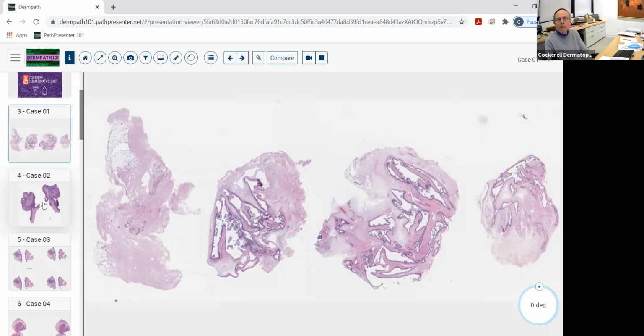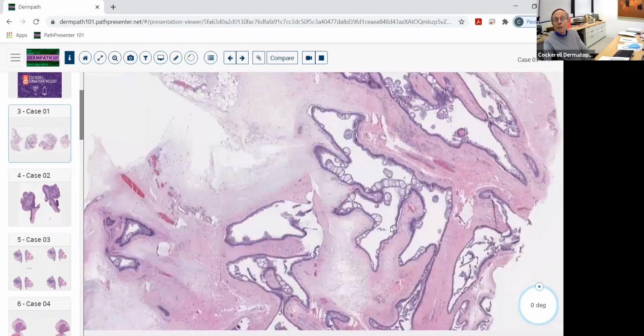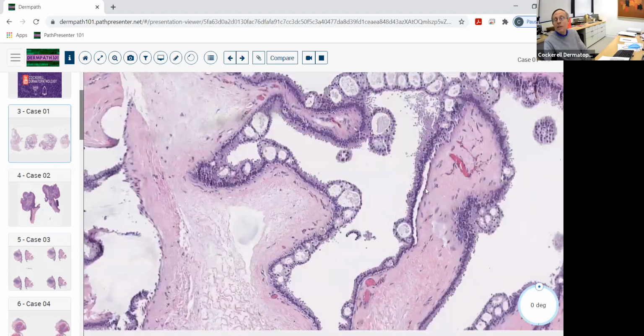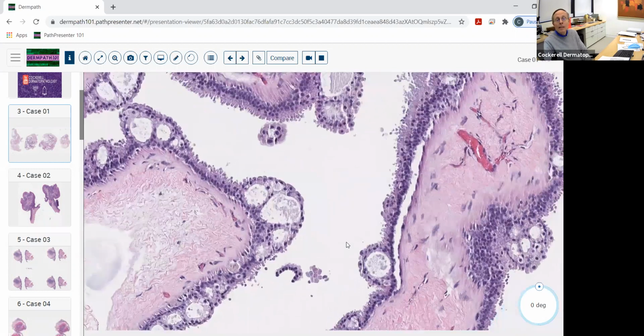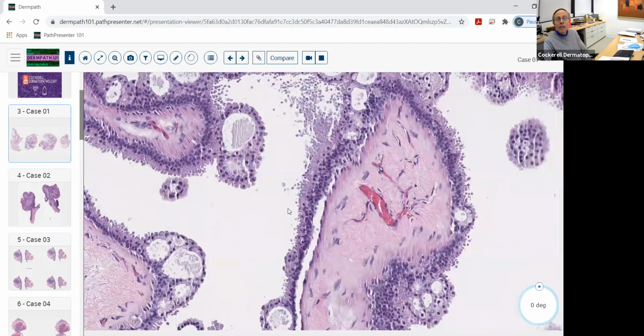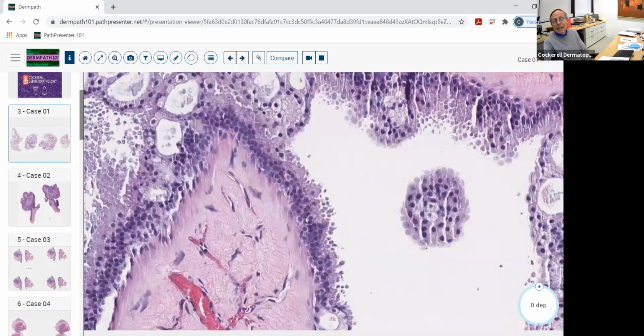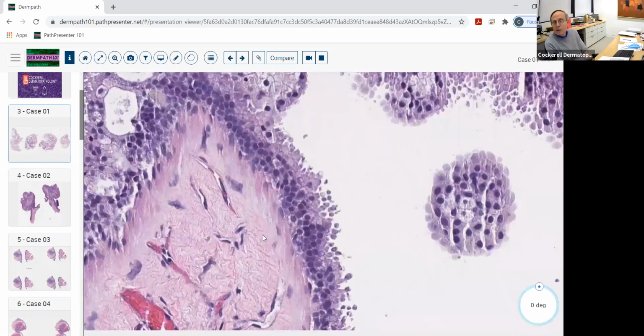So the first one here, you can see it's a cyst, low magnification. And like all cysts, we always want to look and see what the lining of the cyst wall is, so we can make a diagnosis. And here you can see that there is extensive apocrine decapitation secretion.